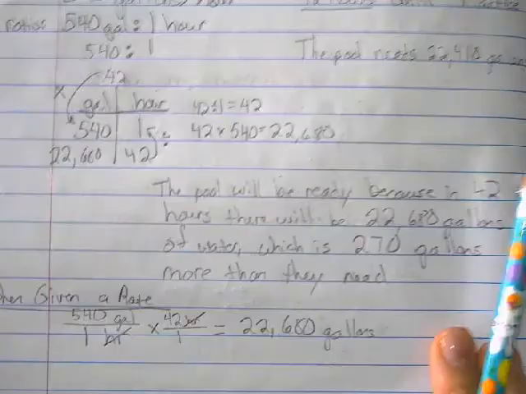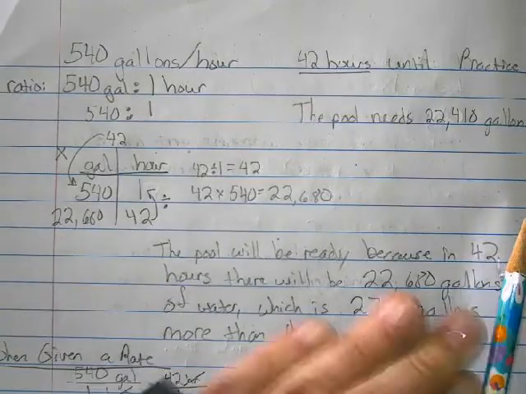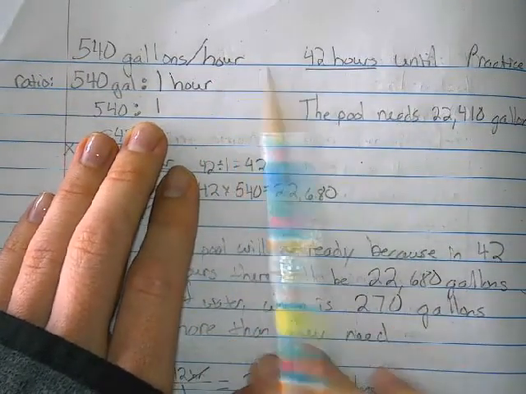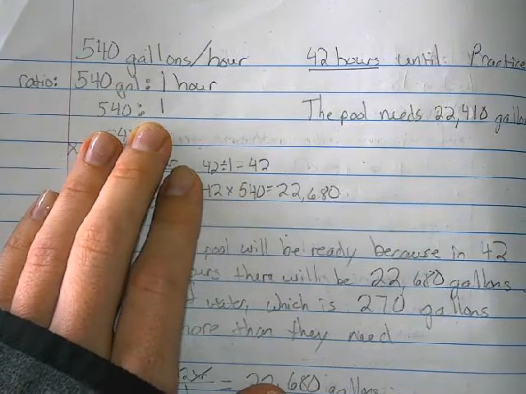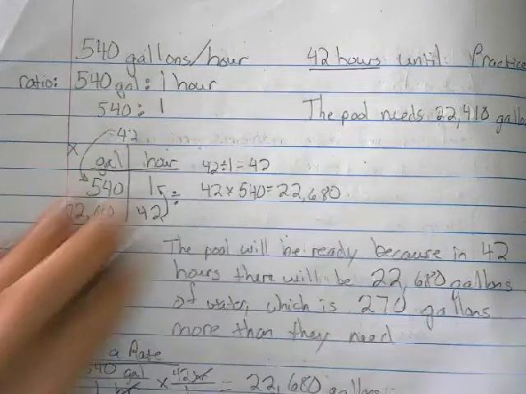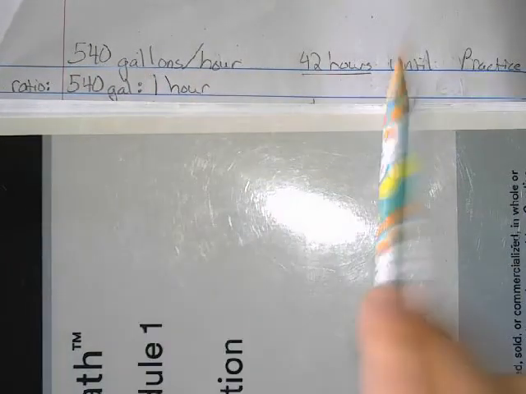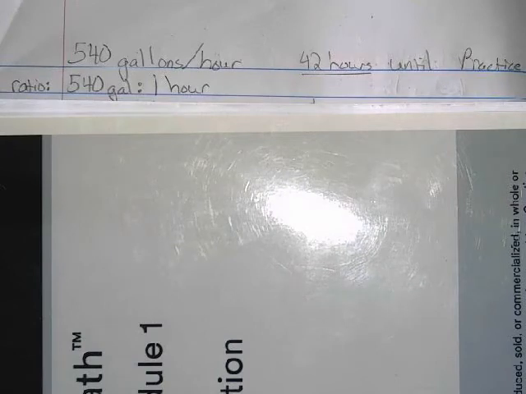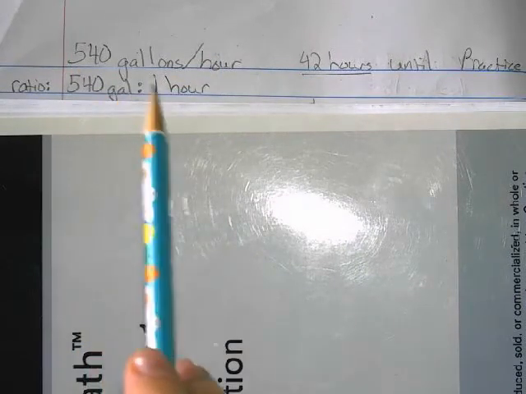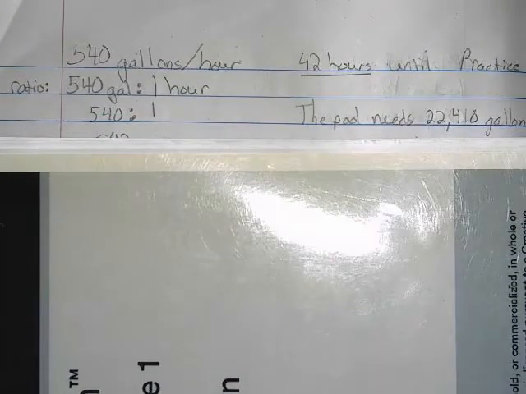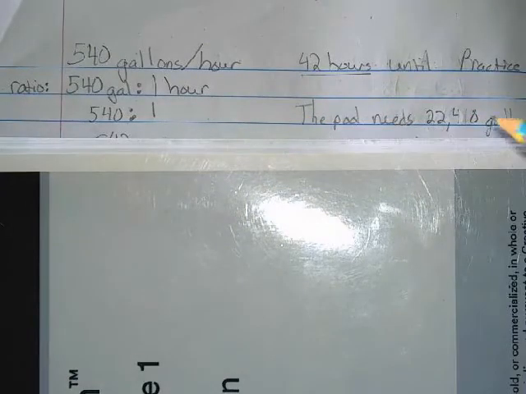The solving of this problem is here on the back. So starting up here at the top, I've written out the pieces of information that we need. So we have 540 gallons per hour, which is important information. And we have 42 hours until practice. So these are the key pieces in the word problem that we need. Our ratio given this is 540 gallons to 1 hour, or 540 to 1. They are saying that the pool needs 22,410 gallons to be ready for the competition.